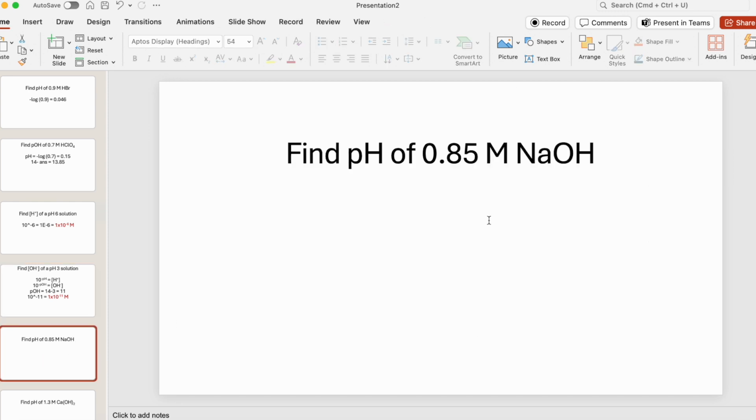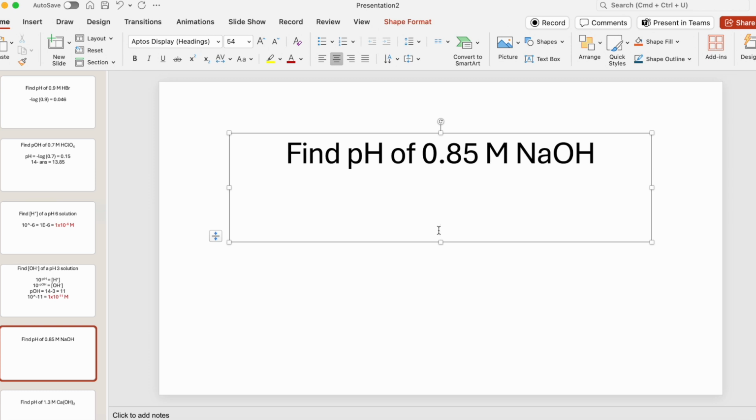Let's take a look at this one. Again, same stuff we've been doing. This is a strong base, NaOH. Any metal plus a hydroxide, for the most part, is a strong base. So if I want the pH of this, we start with our negative log of my concentration, which isn't that bad.